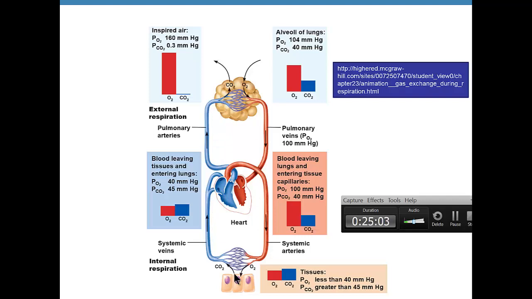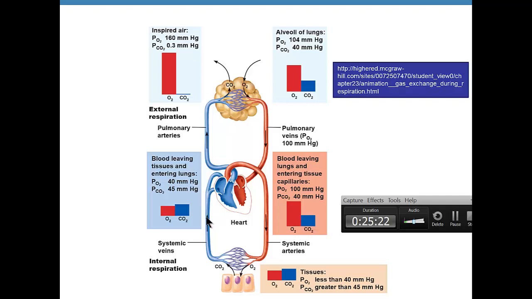Carbon dioxide, same thing. Carbon dioxide is highest in the tissues. It's going to diffuse out, right, until we get to what? 45. Once it's 45, diffusion stops, it leaves the capillary, and then goes back to the heart and out.